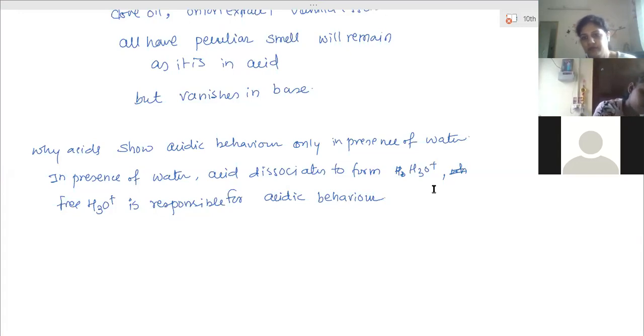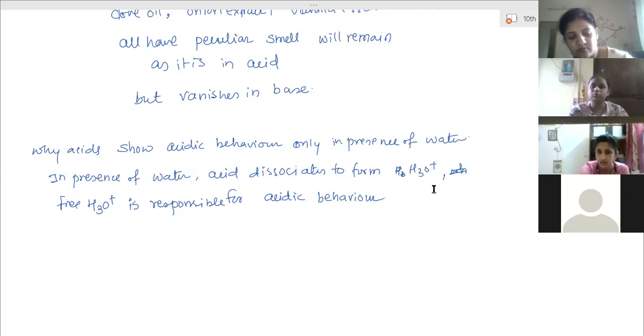Second common property? Now here again another question: alcohol and glucose, when dissolved in water, do not show acidic properties, although they consist of hydrogen. Can you tell the reason? Ma'am, in water they don't dissociate to release H plus ions. Yes, right. And H plus ions are responsible for acidic properties. Proper answer, you have to write it down.